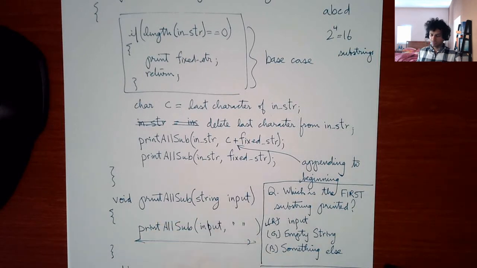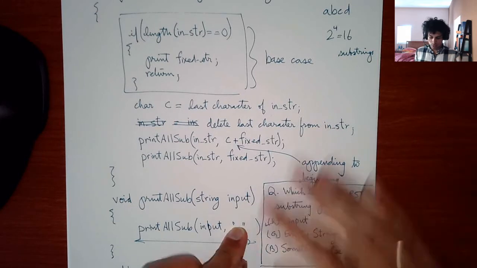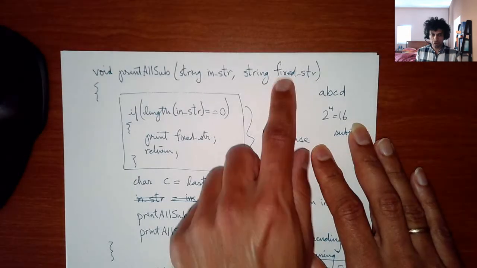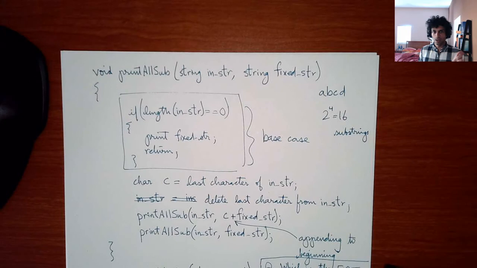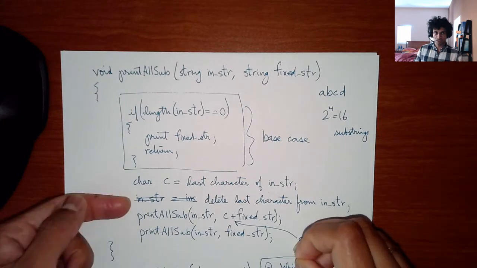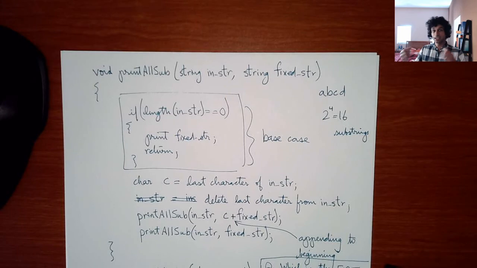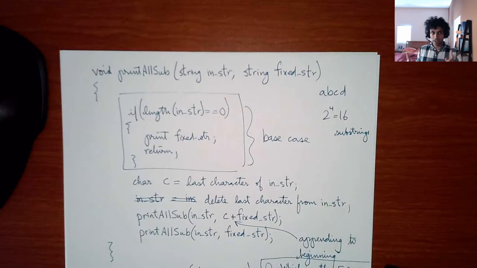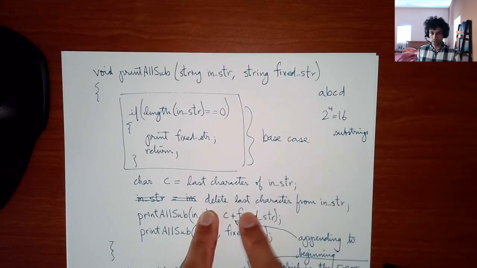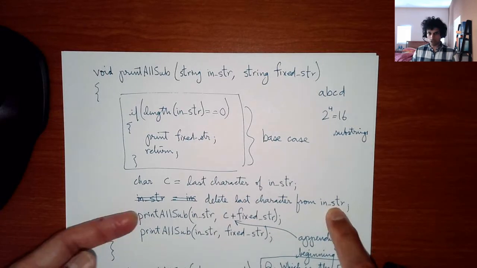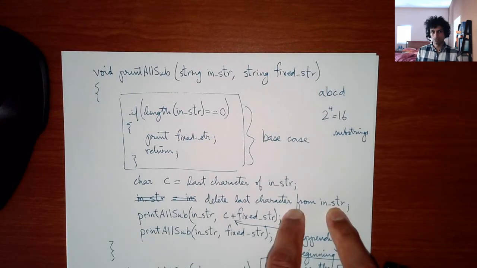That is going to call the recursive function, right? We're overloading this function with other arguments. The first argument is just the entire input string. The second argument is the empty string, because the fixed string is initially empty. Then as the recursion progresses, more and more of it gets fixed. So the input string is going to keep shrinking each time, because every time there's a recursive call, you delete the last character.